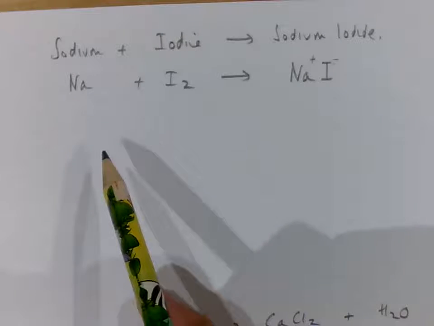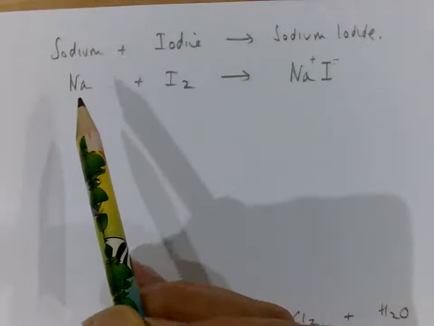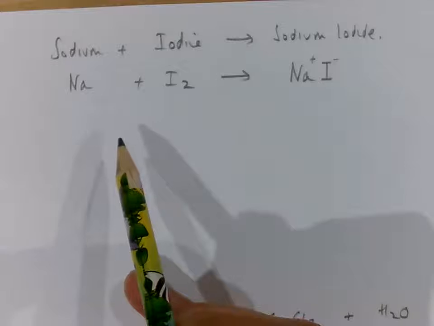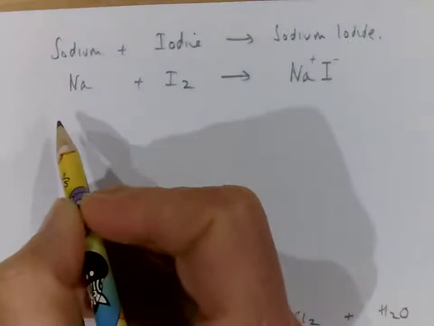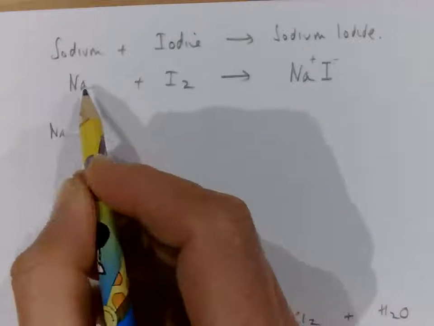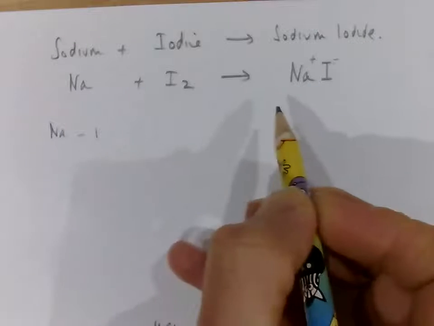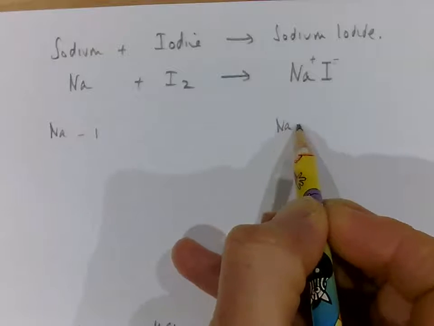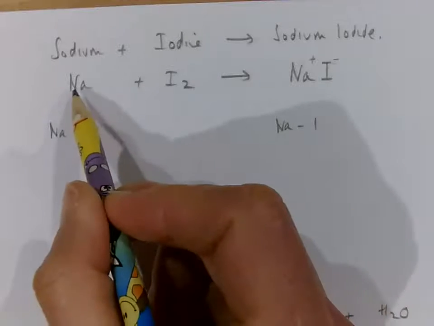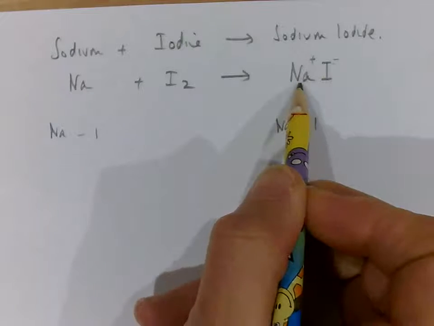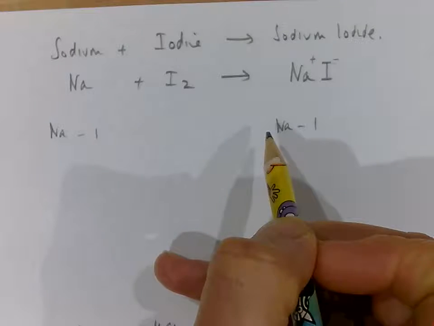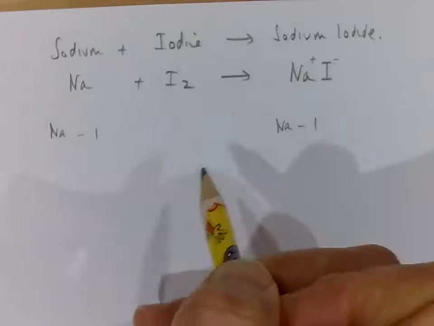Okay, so the way I do this is I start with a particular element and I try and balance it, and then I move on to the next one. So let me model exactly what I mean. I'm going to start with sodium. On this side of the equation, I've got 1. And on this side of the equation, I've got 1. So I'm happy. There is 1 atom of sodium on this side and 1 atom of sodium on that side. And so that satisfies the law of conservation of mass.